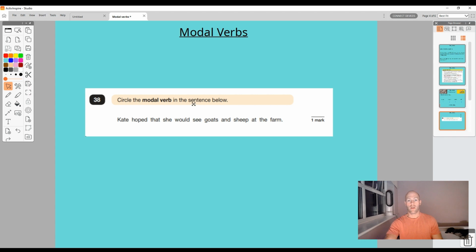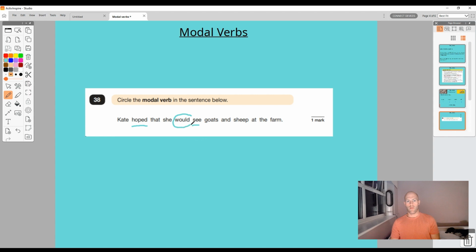Here are some SATs questions. So this is the type of question that will come up on an EGPS paper. I think this is from the 2018 version. It says, circle the modal verb in the sentence below. So you've got a couple of things in here. If you're good at working out word class, which would be a really good thing to practice in general, you understand that hoped is a verb as well, and see is a verb as well.